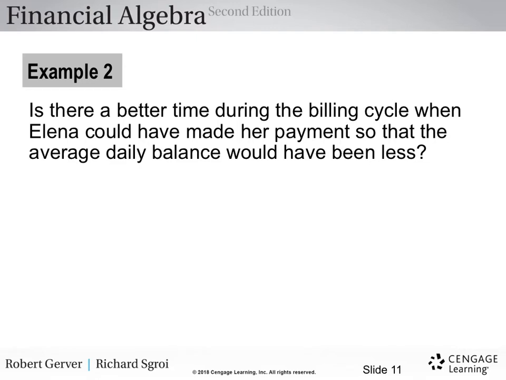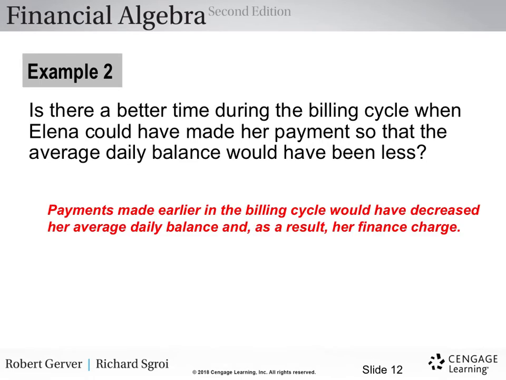So now let's look at example 2, and this should be somewhat familiar to you already from what we've already been discussing in class. Is there a better time during the billing cycle when she could have made her payment so that the average daily balance would have been less? And the answer, of course, is payments made earlier in the billing cycle would have decreased her average daily balance, and as a result, her finance charge. So here, don't forget, we're talking about payments, okay? Not purchases, payments.